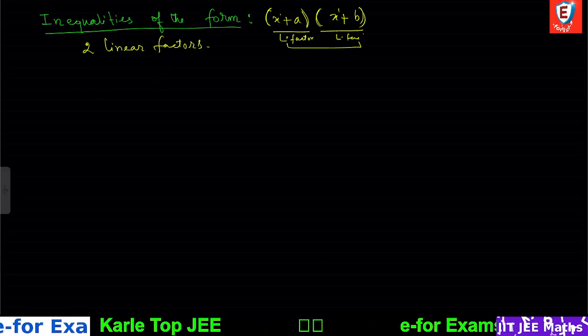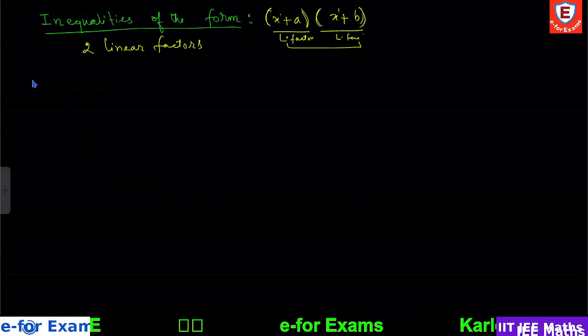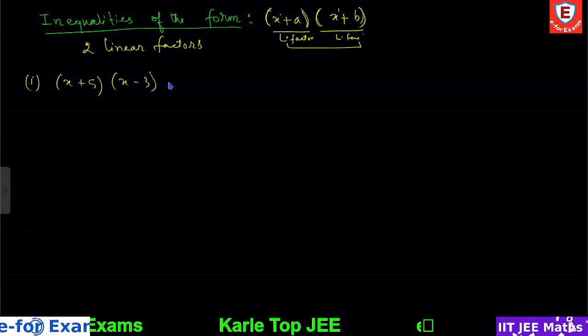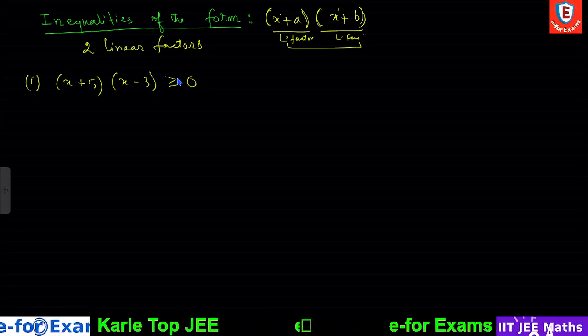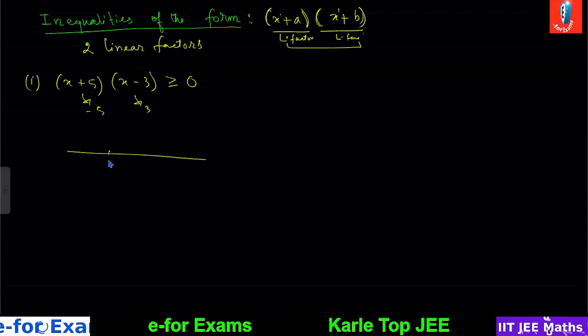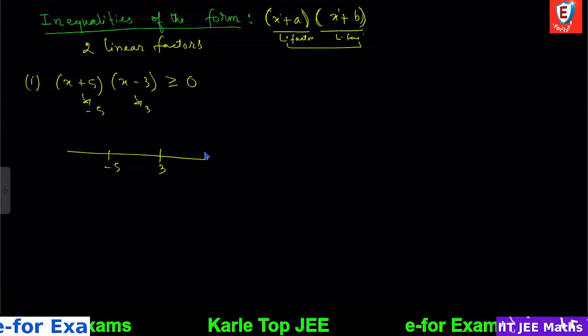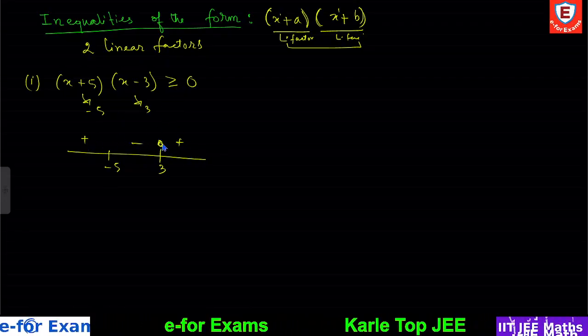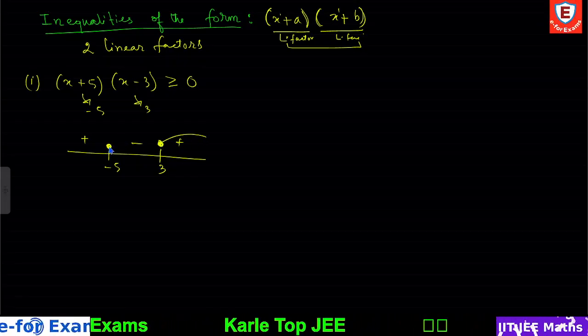Okay, let's take an example to understand this. Example 1: (x plus 5)(x minus 3) greater than or equal to 0. From here, it is minus 5, from here, 3. You can plot it as minus 5 and 3. Plus, minus, plus. Greater than or equal to 0, it will be this one. Dark circle here. This is the solution.